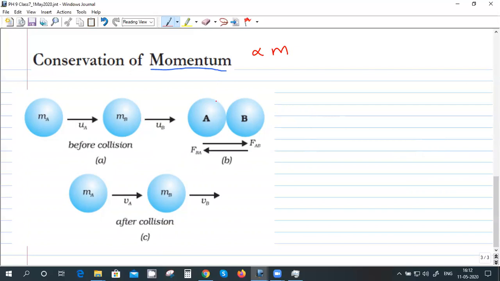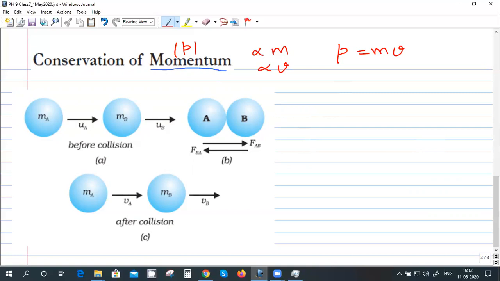What is the symbol for momentum? It's represented by P. It depends on mass, and does it depend on how fast you're going, the velocity? Yes, so it's proportional to velocity. Anything else? No, friction is an independent thing. So we define a quantity called M into V, and that is momentum.